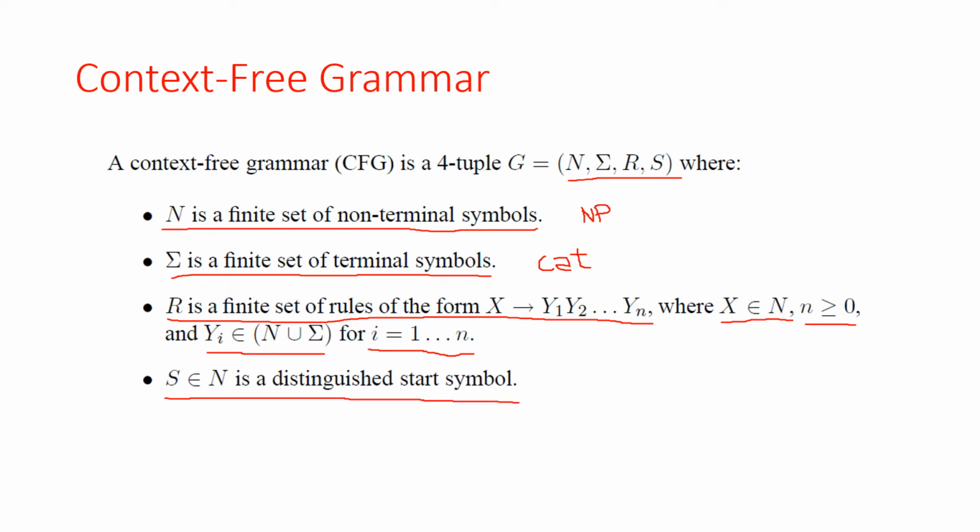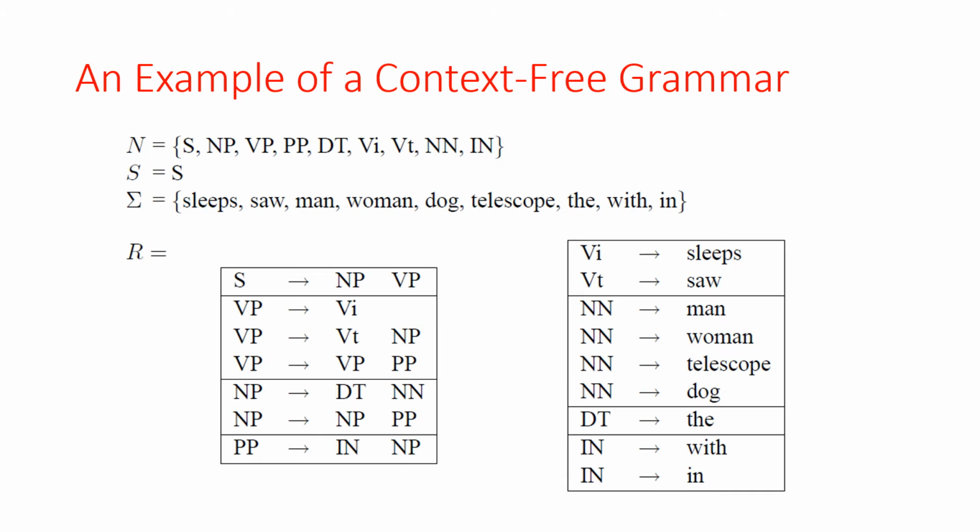Here is an example of a context-free grammar. The set of non-terminals N contains the following non-terminals. S is a special start symbol. NP is a noun phrase. VP, verb phrase. PP, prepositional phrase. DT, determiner. VI, intransitive verb. VT, transitive verb. NN stands for the noun. IN for a preposition.